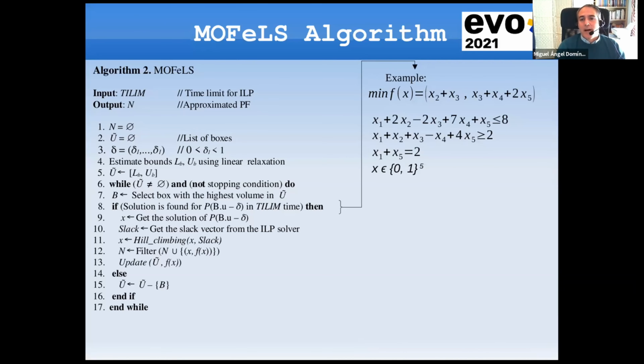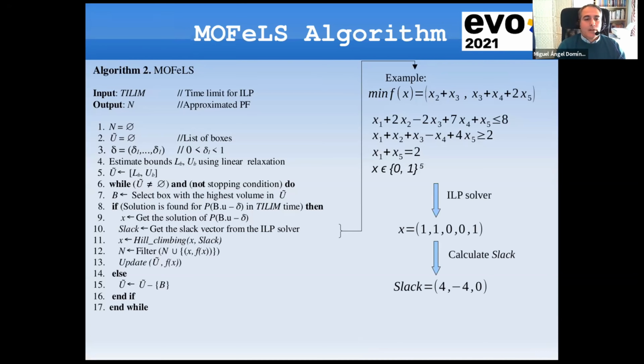For instance, suppose we have that bi-objective model with 3 constraints, and the ILP solver gives us the feasible solution 11001. Then in line 10, we calculate the slack vector, which consists for each constraint of the difference between the right-hand side value and the left-hand side value. And we do the local search calling the hill climbing function. This is more or less how it works.